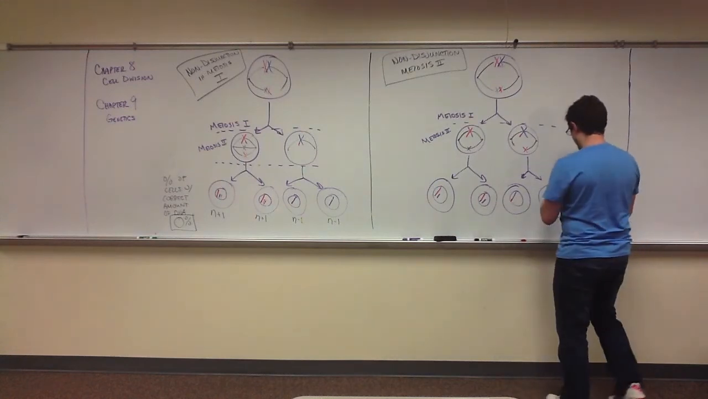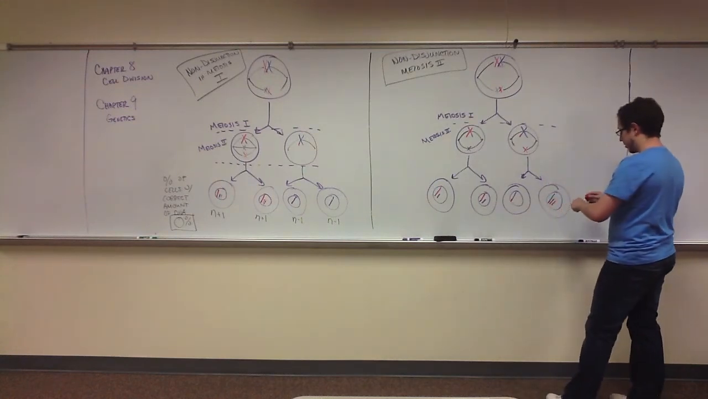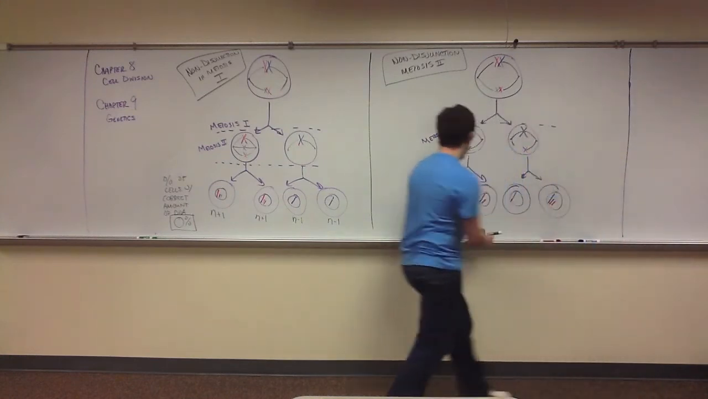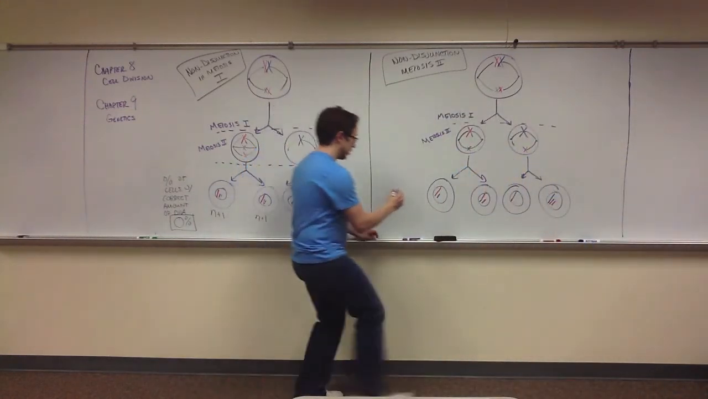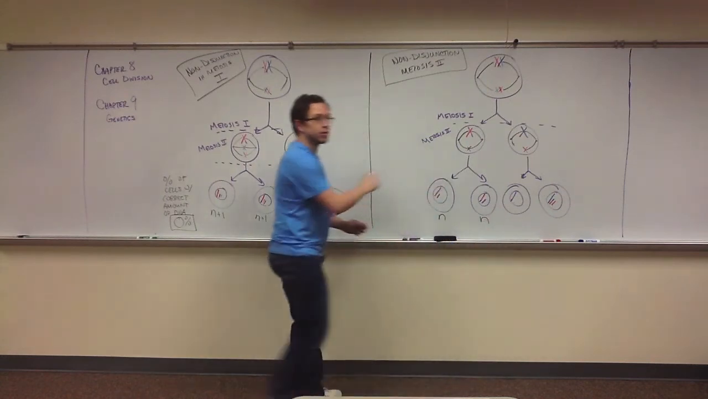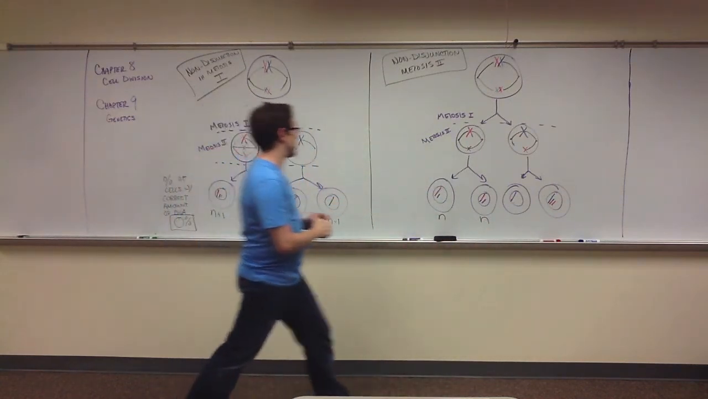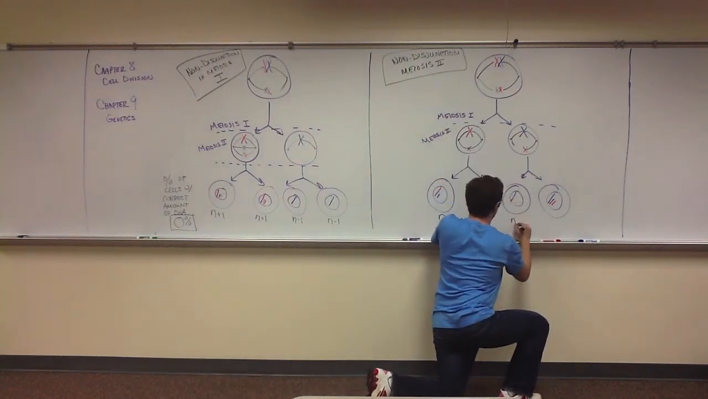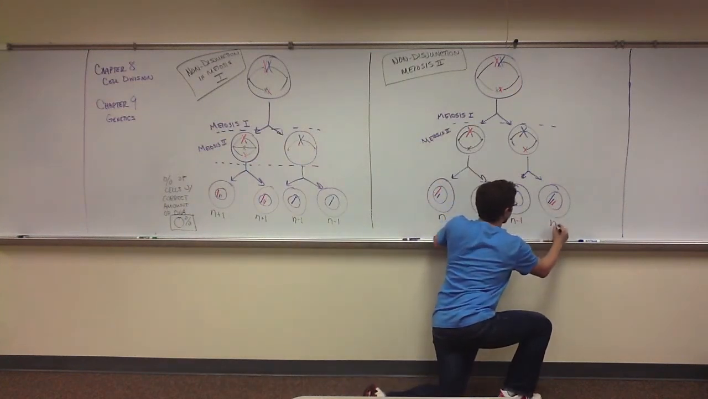So, if I classify these cells based on their genetic content, each of these first two is classified as 1N, or just N. But these last two are where I'll see the discrepancy. This one is N minus 1. This one is N plus 1.